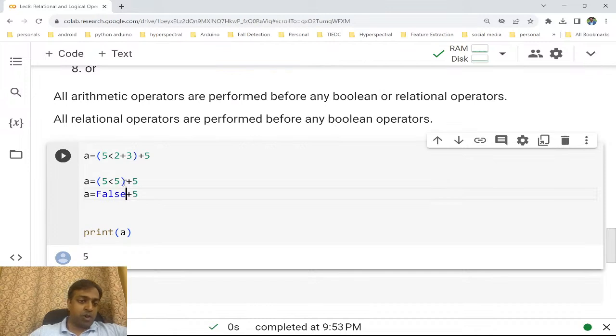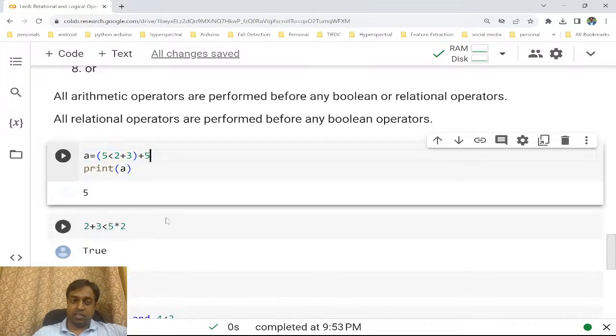it will be false, right? Because the left hand side operand 5 is not less than 5, both are equal, so the answer is false. And over here, since this false is connected with 5 by the addition operator, this false will be taken as 0, because false is taken as 0, true is taken as 1. So 0 plus 5, the answer will be 5. So the answer to this particular expression will be 5. So let me execute this. So you can see the answer is 5.